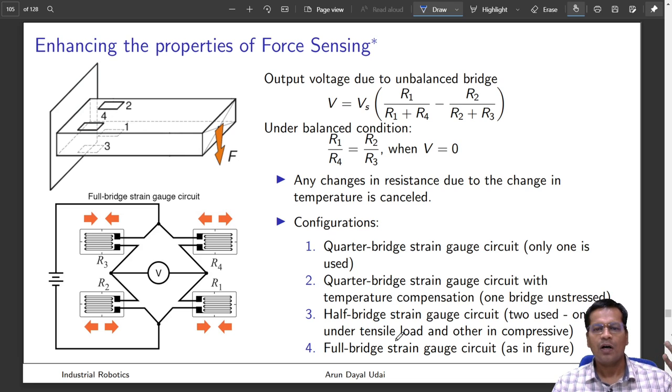Okay. So this is how a unidirectional load cell might look like. It is done this way, but yes, in industry, again, you are never happy with something which is very, very common.